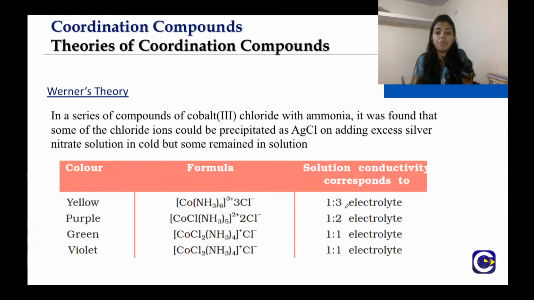So here it becomes 1:3 electrolyte. Why 1:3 electrolyte? 1 for the complex and 3 for Cl negative. Then here it is 1:2 electrolyte, 1 for the complex, 2 for the Cl negative. 1:1 electrolyte, 1 for the complex, 1 for the Cl negative. Then 1:1 electrolyte again, 1 for the complex and 1 for Cl negative.